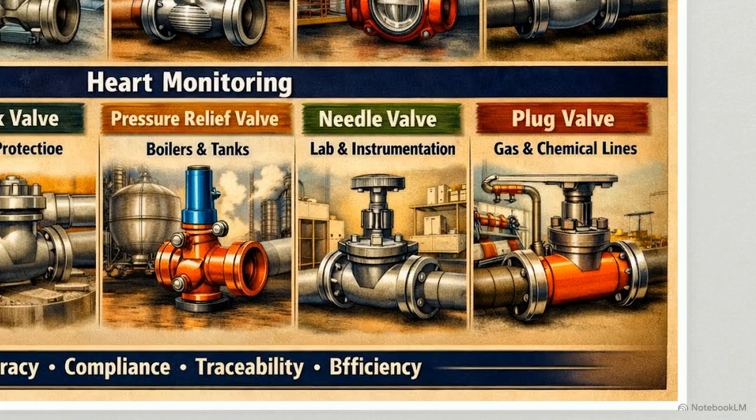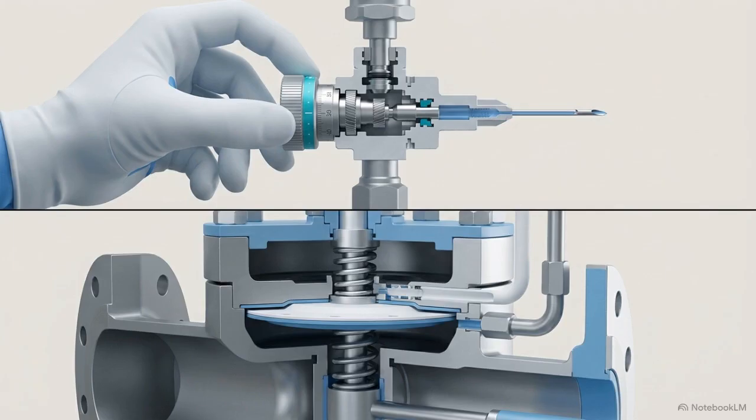For micro-adjustments, the needle valve uses a long tapered point on the end of the stem. The fine threads allow for the granular flow adjustments required in laboratory and instrumentation lines. These specialized valves either manage the most delicate flow adjustments or act as the final protection against catastrophic system failure.